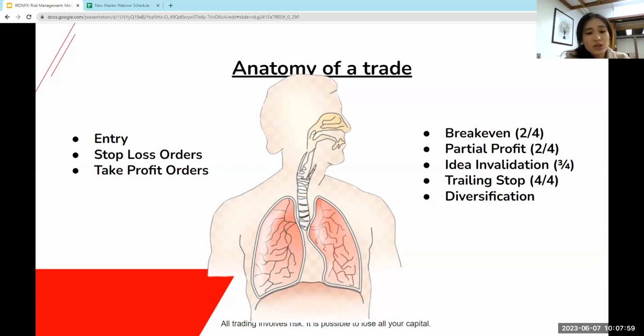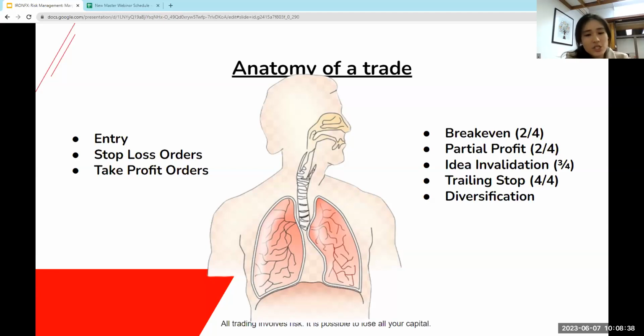Of course, we have stop loss orders, which involve setting a predetermined level at which a trade will be closed if the price moves against the trader. So it helps to limit your potential losses. Take profit orders, similarly, help to lock in profits. Position sizing: this strategy involves determining the appropriate number of shares or contracts to trade based on the trader's risk tolerance and your account size.